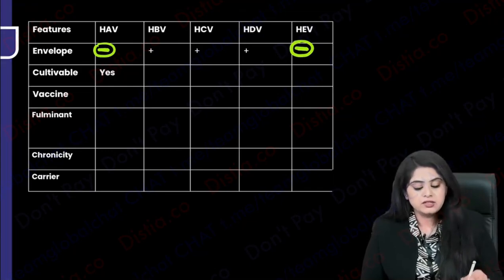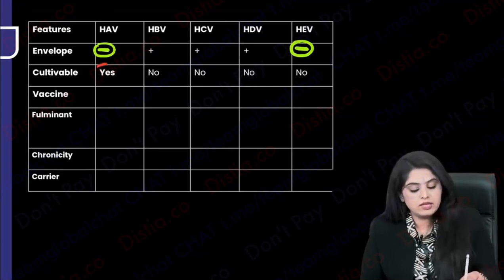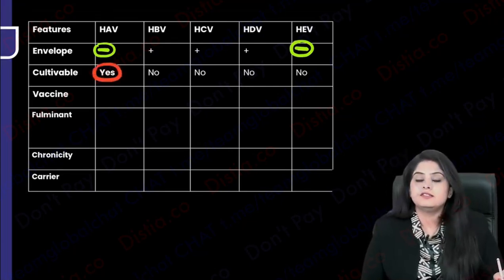Okay, which out of these is cultivable? Only and only hepatitis A is cultivable.